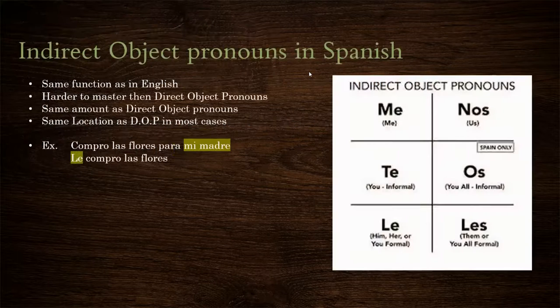All right, so indirect object pronouns in Spanish have the same function as in English. They're harder to master than direct object pronouns.